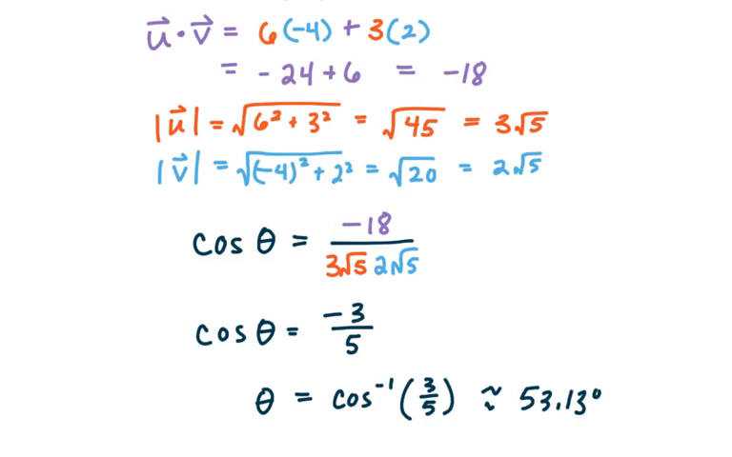So that'll conclude this video. In this video, we talked about linear combinations, unit vectors, the dot product, and then also the angle between two vectors.